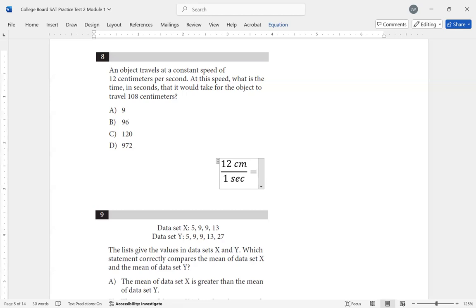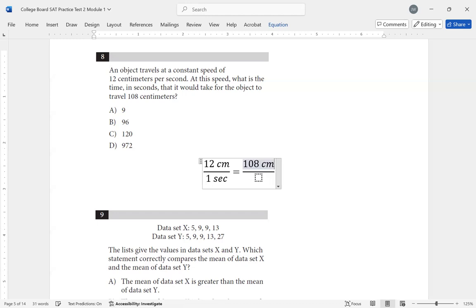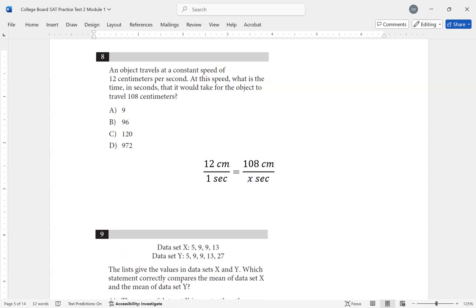And then if we're asked to figure out how long it would take an object to travel 108 centimeters, we can set up a ratio where I don't know the number of seconds, so I'll call that x seconds. And at this stage, I'm going to cross multiply, so 12 times x on one side and 1 times 108 on the other side.